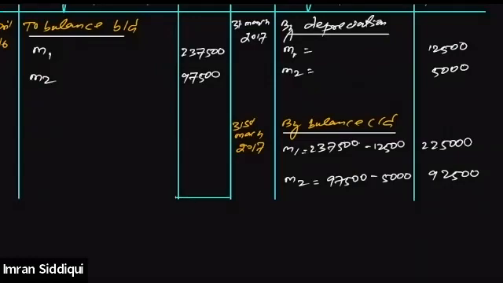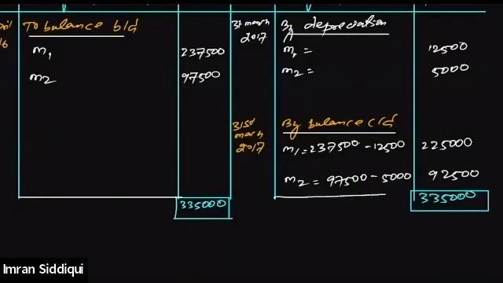Okay. Now we will simply total both the sides and tally the account. 2,37,500 plus 97,500 will be 3,35,000. And here as well, it will be 3,35,000. Got it? Is it clear? This was the machinery account for the year 2016-17. Tell me if it is clear, everyone.